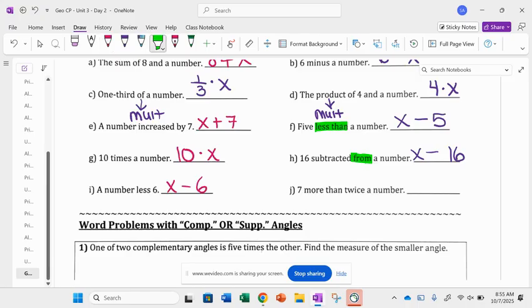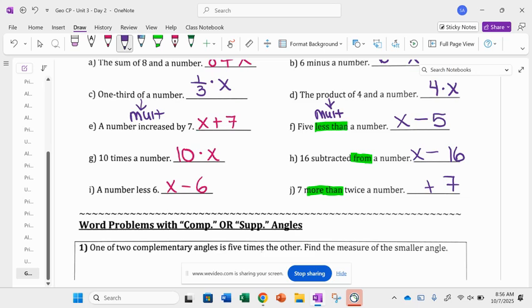So I see another THAN. What do I call those THAN words? Flip-flop words. So that means more than. What operation do you think goes with more than? Jonah? Addition. So it's a flip-flop word. So it says 7 more than. So we're going to do the plus 7 at the end.